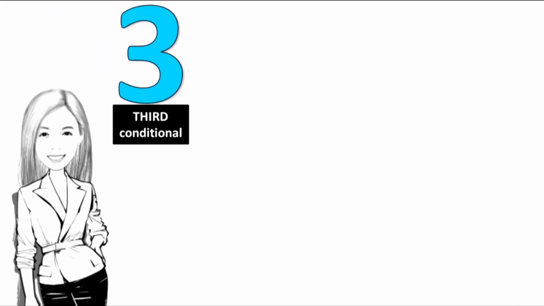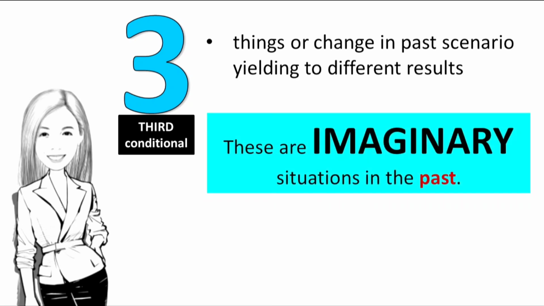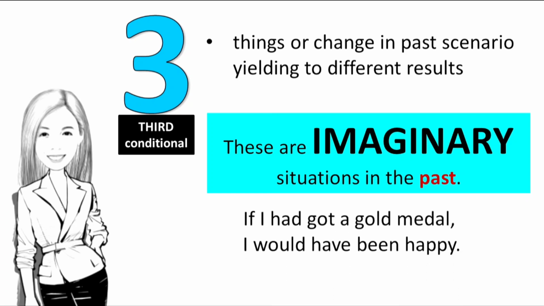The last one is the third conditional. It involves things or change in past scenario yielding to different results. Or these are imaginary situations in the past. Here is an example. If I had got a gold medal, I would have been happy. What I mean in this sentence is that I did not get any gold medal. But if I did, this is what I would have felt. It's imaginary because it did not happen in the past.